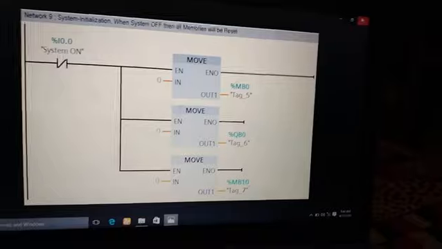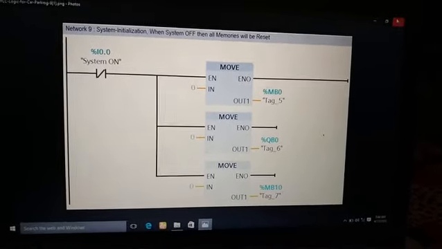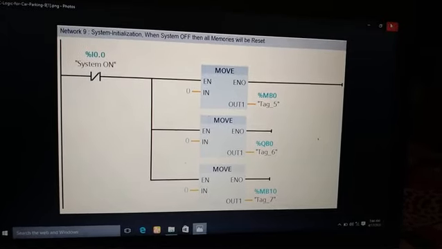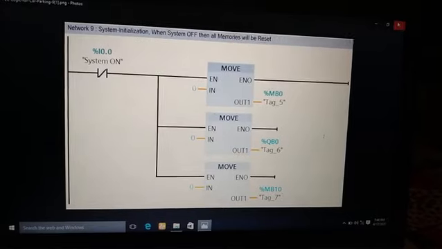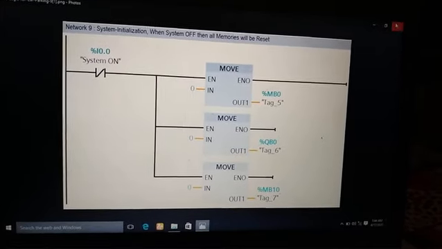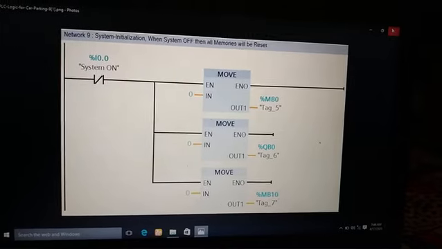This example is for concept explanation only, for a basic idea about the application of PLC in car parking. The logic is limited, not for a complete application. You can extend this logic for a further application.